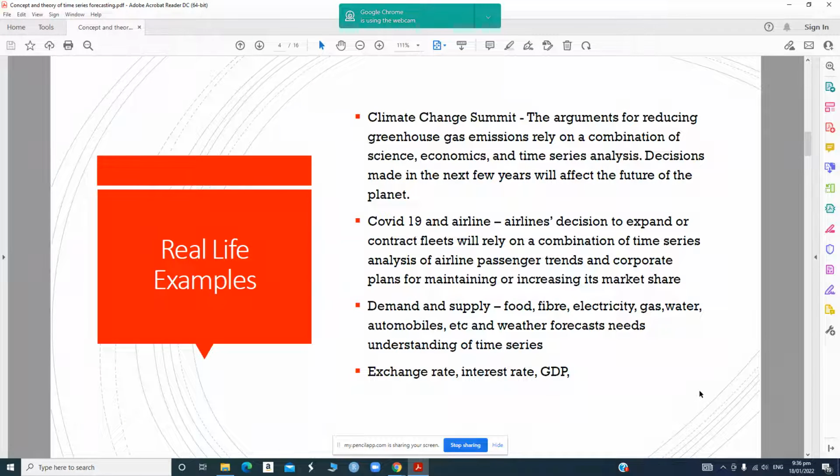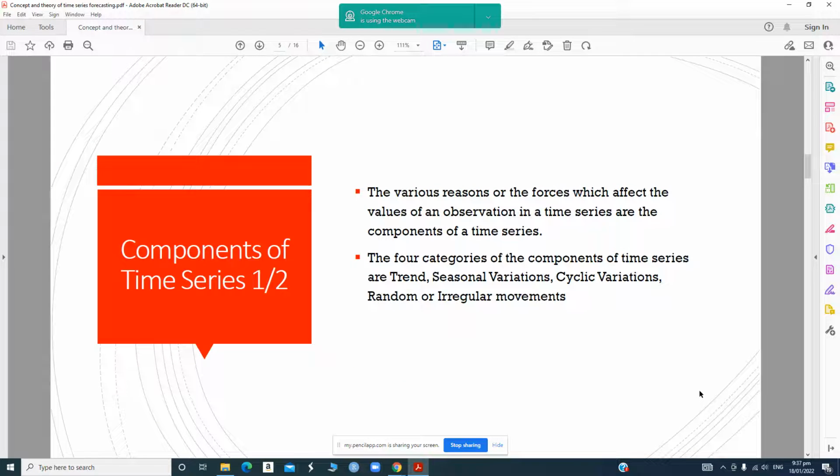Then day to day, we look at demand and supply for various things: food, fiber, electricity, gas, water, automobiles. And we have our meteorological stations making weather forecasts on a daily basis. All these things call for the understanding of some level of time series. Then in running our economics, we need some understanding of exchange rate movements, interest rate movements, even the entire economy measured by maybe rising or declining GDP and so on. All these things require some basic knowledge of time series analysis.